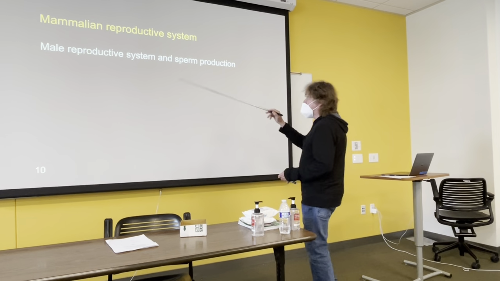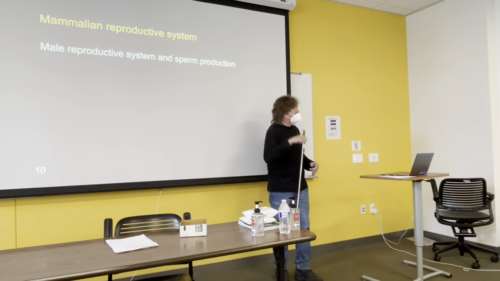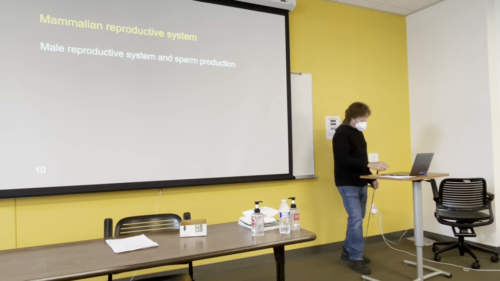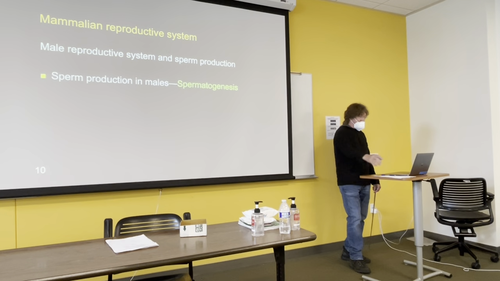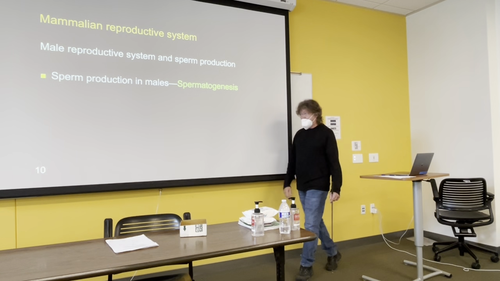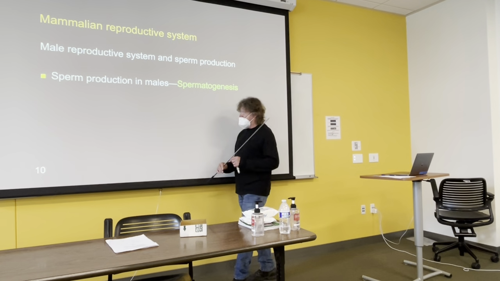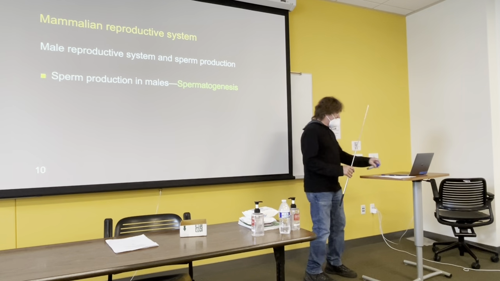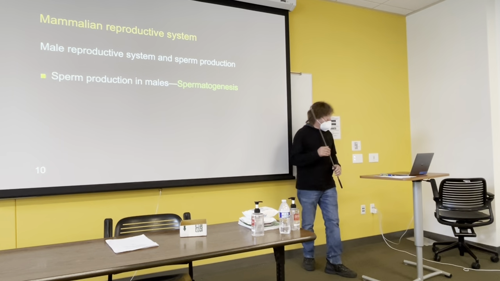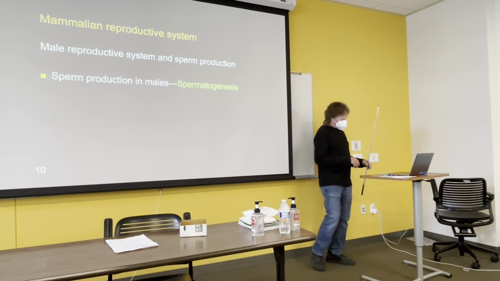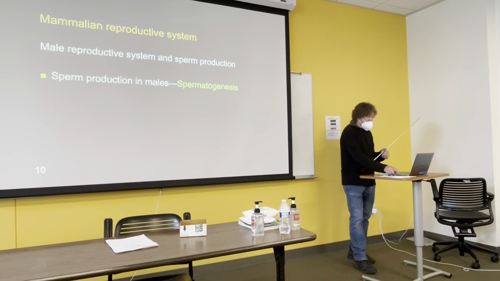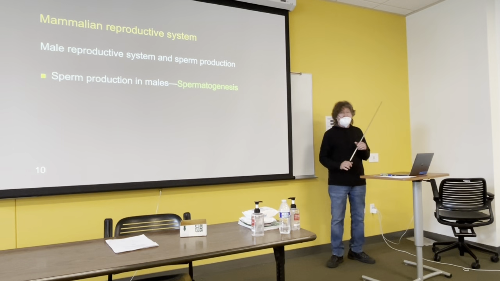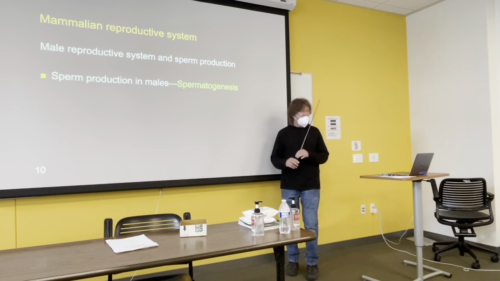Okay, so let's get into mammals. First of all, I'm going to go through the production of sperm in males, and also the anatomy of males, usually using humans as our model here. And then I'll look at the female system. The female system, you're going to find out, especially the hormone control, is going to be much, much more complicated than it is in males.